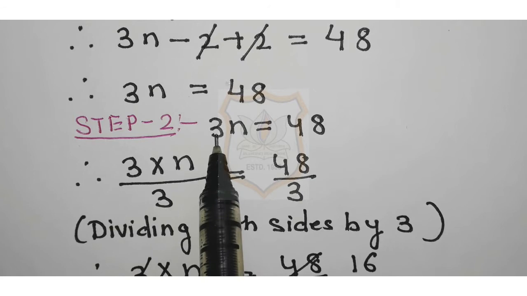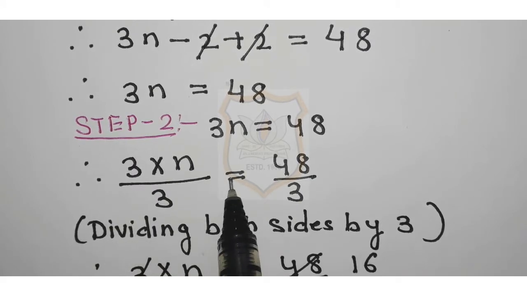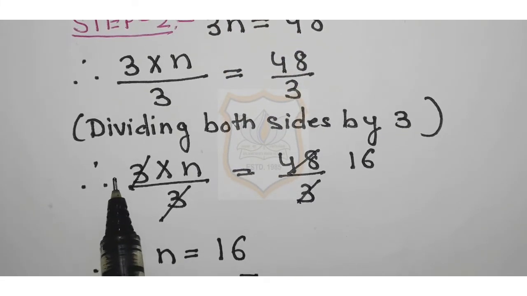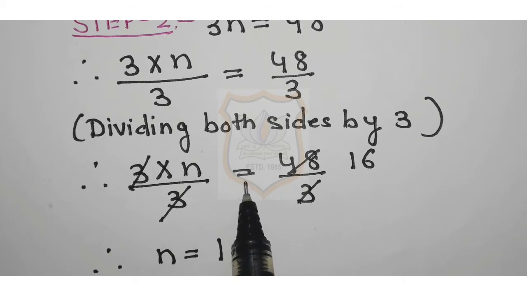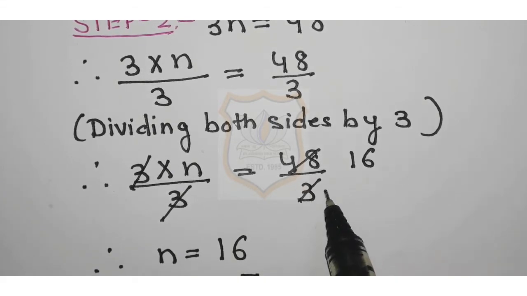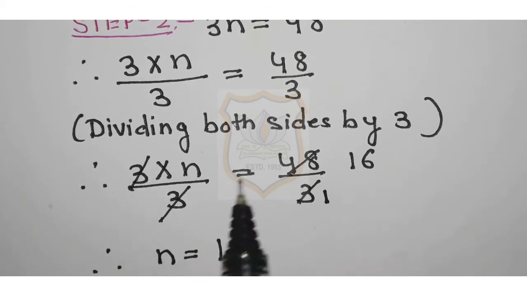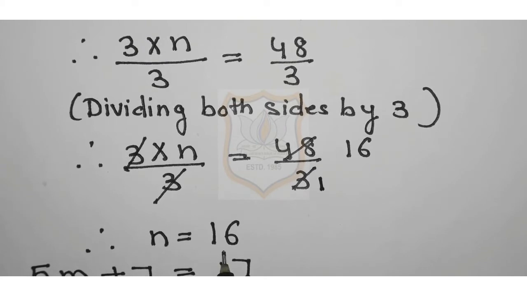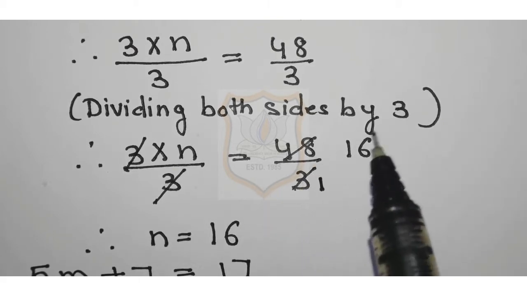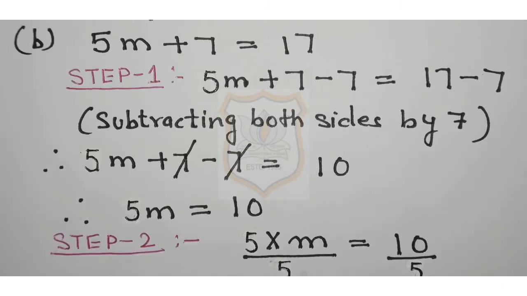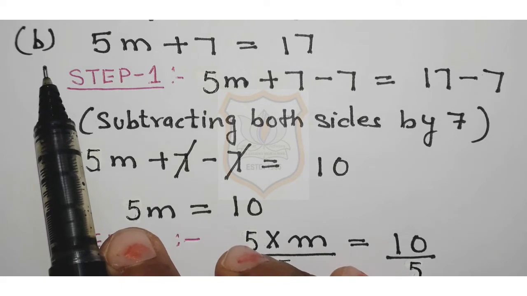So, 3 into n. 3n means 3 into n, divided by 3 is equal to 48, also divided by 3. Therefore, 3 into n upon 3 is equal to 48 upon 3. 3 ones are 3 and 3 sixteens are 48. And the 3s cancel out. So our answer will be, therefore, n is equal to 16. So the value of n is equal to 16. Students, in this way, you have to solve these sums in 2 steps. You must have understood.